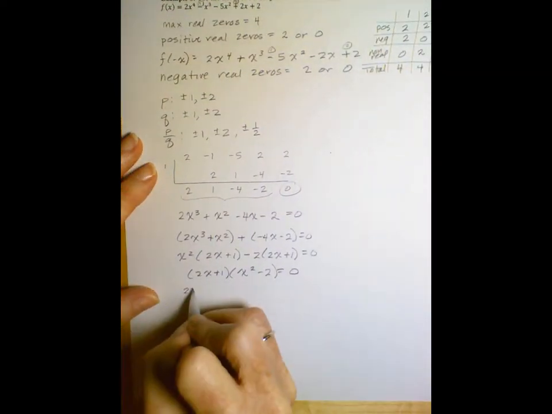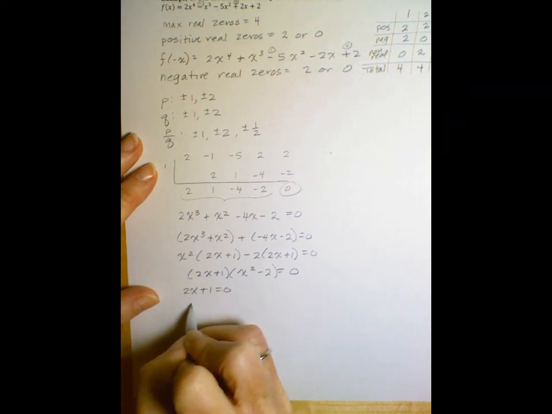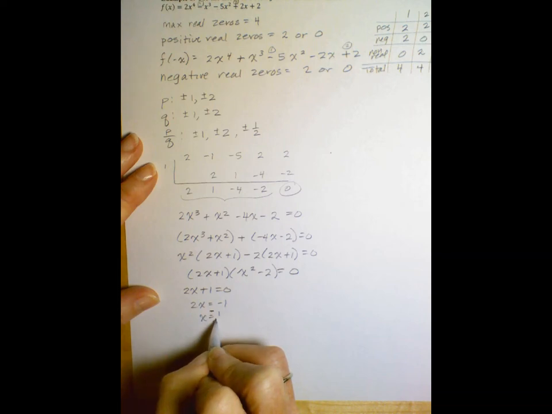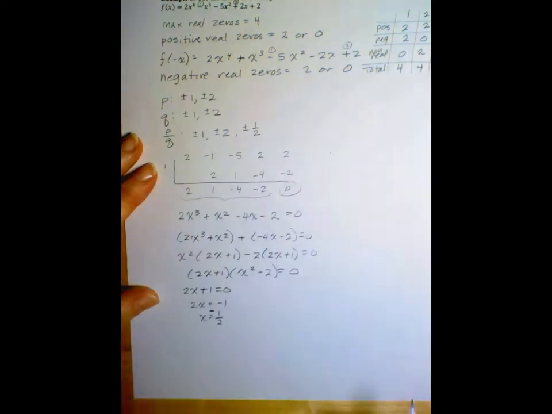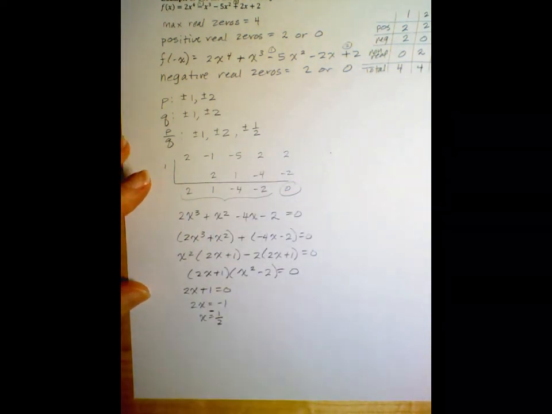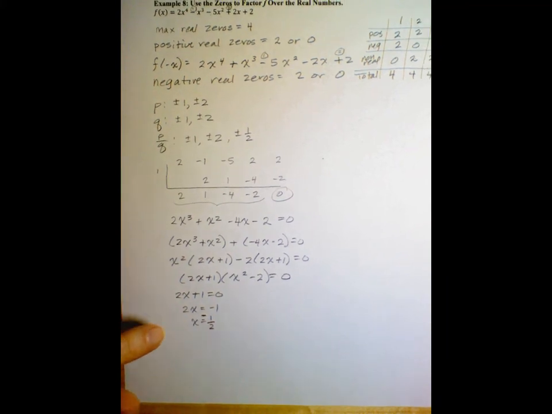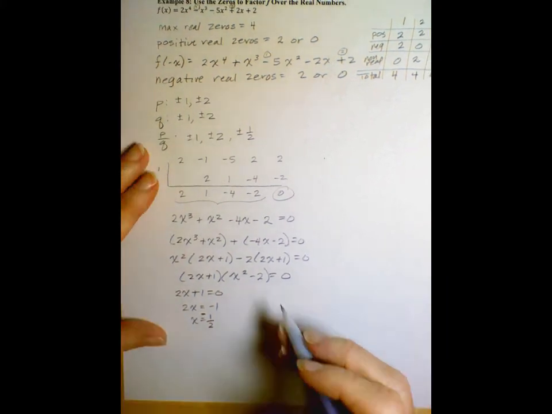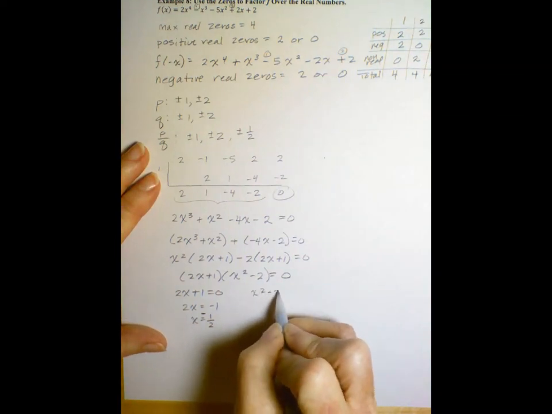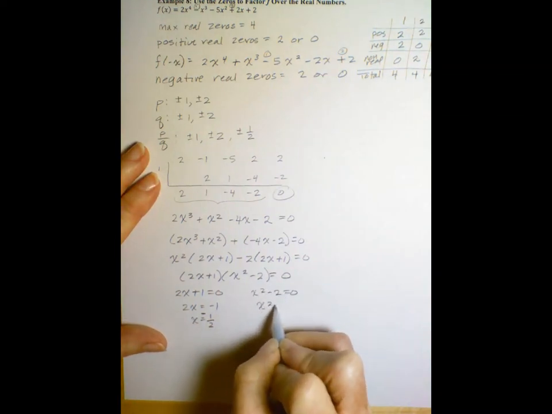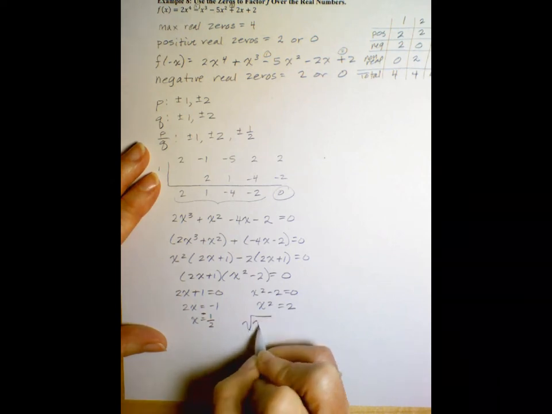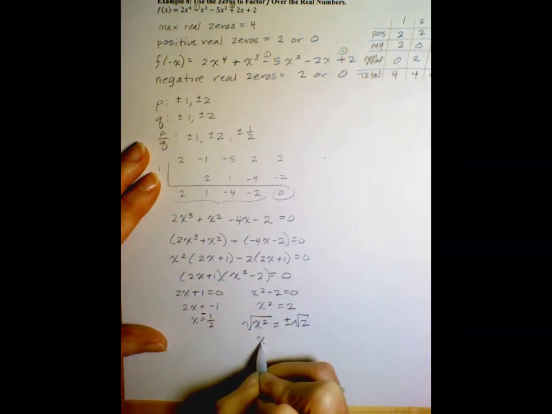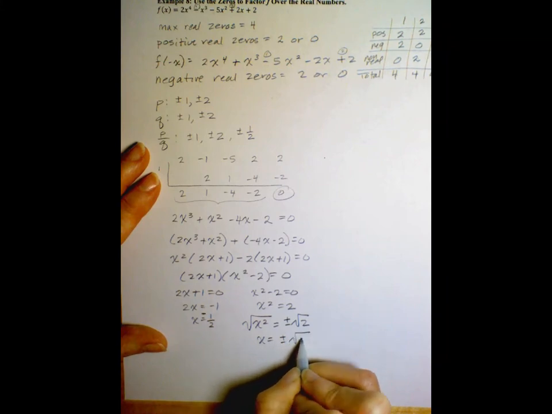All right, so 2x plus 1 equals 0, 2x equals negative 1, x equals negative 1/2. Notice that's in our list. It's a negative. So we found a positive, we found a negative. There's definitely another positive and another negative and no non-reals. All right, x squared minus 2 equals 0, x squared equals 2, square root of x squared equals plus or minus the square root of 2, so x equals plus or minus the square root of 2.